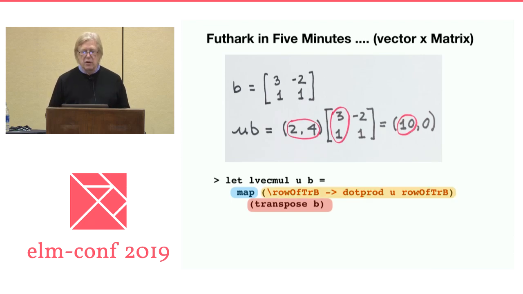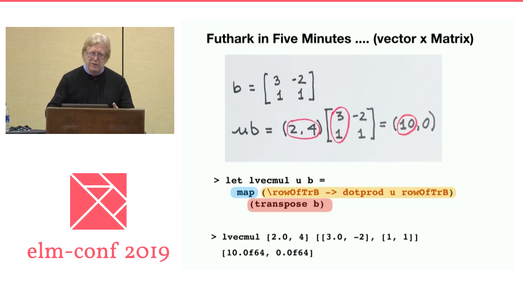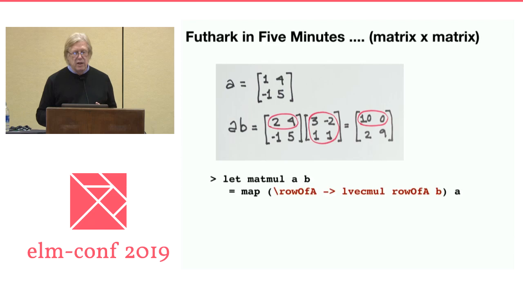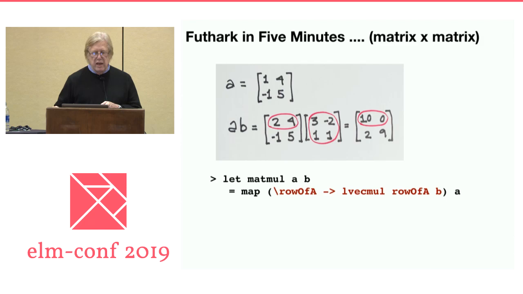Okay, so we only have one more step, which is how to multiply. We check it, okay? So last thing is, how do we multiply a matrix times a matrix? Well, it's getting a little boring now. It's the same old pattern. There's the hand calculation. And the Futhark calculation is we're simply going to map over the rows of the matrix A the function that takes a row of A and multiplies it times the matrix B. So once again, the nice thing is the Futhark code, because it's nice and functional, is almost a word-for-word translation of the verbal description of what you do by hand.